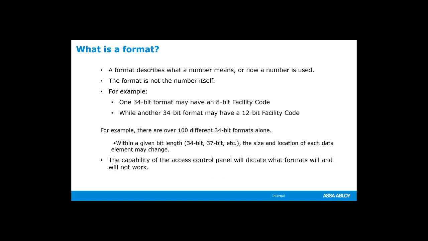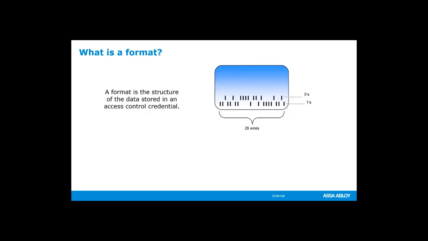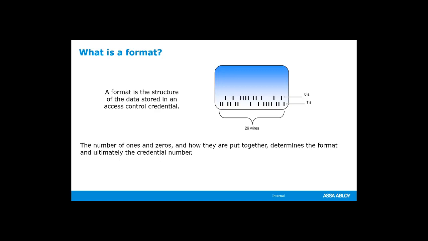So your access control system is going to tell you what formats you can use on your cards or your credentials. The format describes what the number means and how the number is used. The format is the structure of the data stored on the access control credential. The number of ones and zeros and how they're put together determines the format and ultimately the credential number.